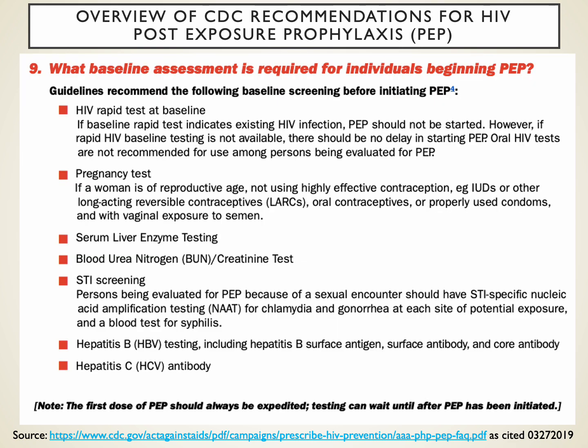Baseline requirements: we're going to get a rapid HIV test before we start, a pregnancy test, and LFTs. You're going to get a BUN and a creatinine, and you're going to screen for sexually transmitted infections if it's related to a sexual encounter. You're going to get Hep B and Hep C testing, antibody testing as well.